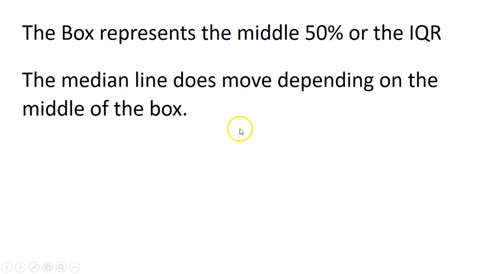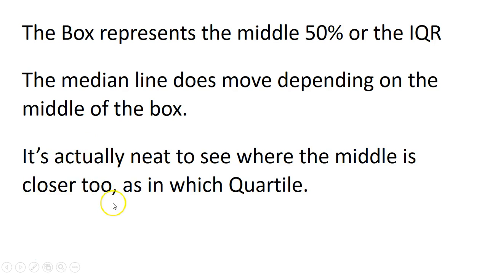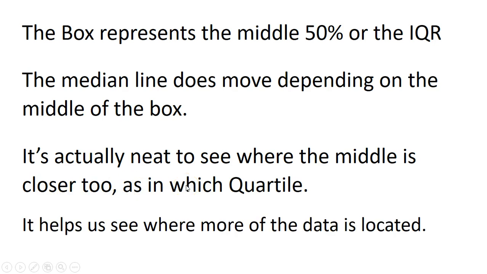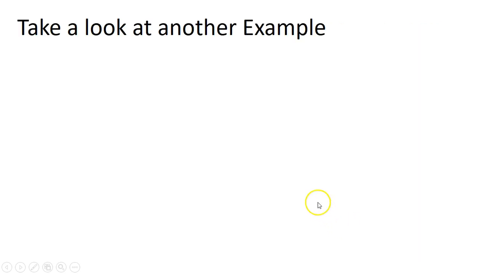The median line does move depending on the middle of the box, all right? It's actually neat to see where the middle is closer to, as in which quartile. It helps us see where more of the data is located. All right. Take a look at another example.